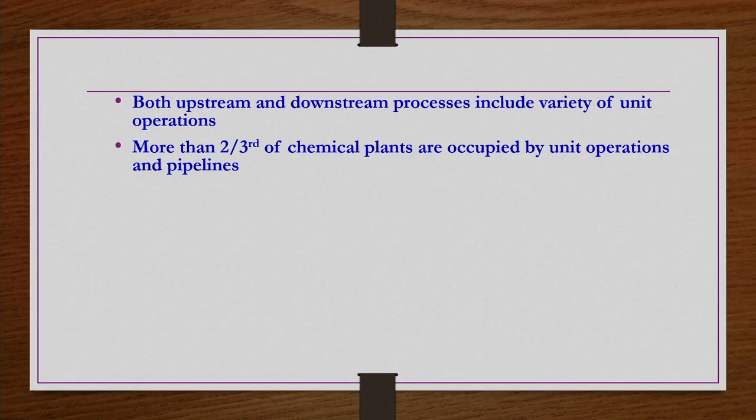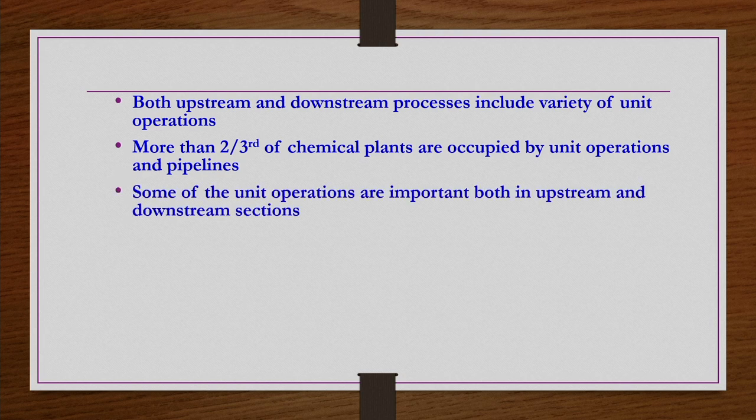They may have different types of operations under each category. There may be some cases where a particular unit operation is useful both in upstream and downstream. Let us say drying. Drying of raw materials may be required in the upstream process, and drying of the products may also be required in the downstream process. More than two-thirds of the chemical plants are occupied by unit operations and pipelines. Some unit operations are important both in upstream and downstream sections, for example drying, or size separation, or separation by centrifugation, or separation by gravity field, which are important in both upstream and downstream sections of many chemical plants.